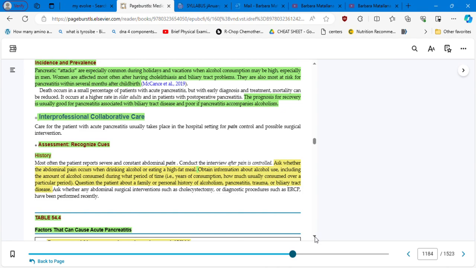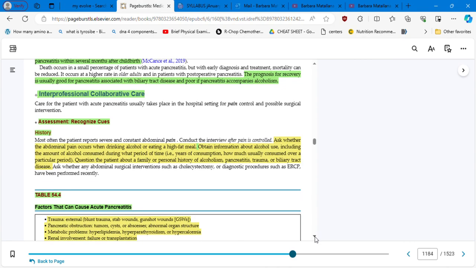Let me repeat this. The prognosis for recovery is usually good for pancreatitis associated with biliary tract disease, meaning if there is something related to cholesterol that you can correct, right? But it is poor if pancreatitis accompanies alcoholism. Okay? I think you got it.